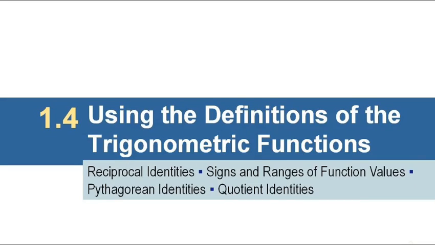Hi everybody, we're in section 1.4 of the trigonometry book, and in this section we'll be looking at reciprocal identities, signs and ranges of function values, Pythagorean identities, and quotient identities. And an identity is just an equation that's true for all angles. So we'll be using these kind of like formulas in a way.